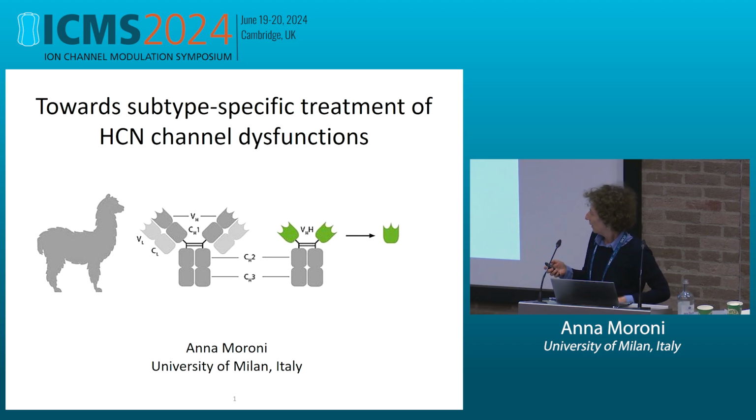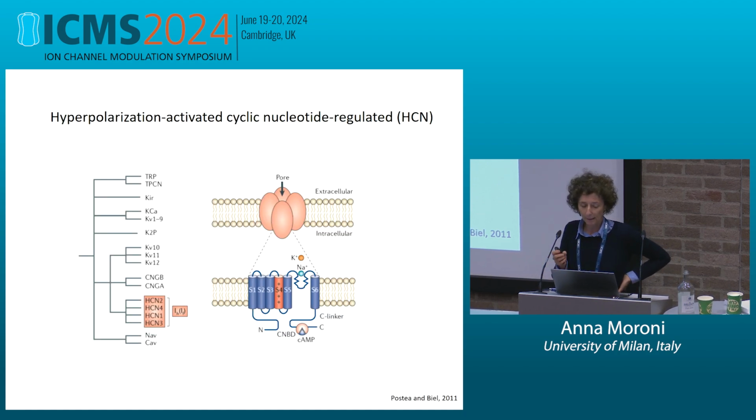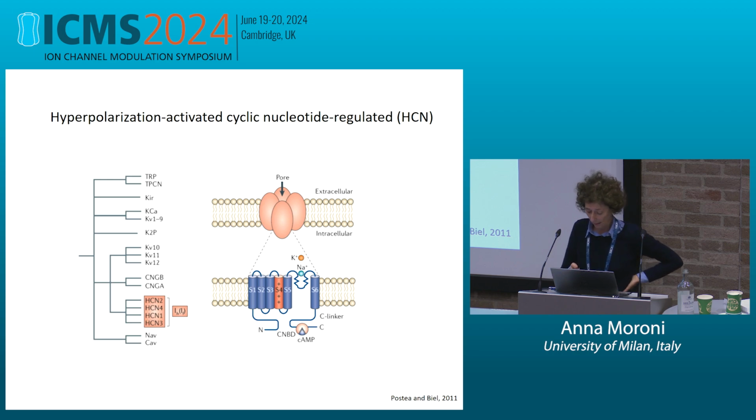So my talk today is on nanobodies. The target that we are working on is the HCN channels. There are 4 subtypes in humans: HCN1, 2, 3, and 4. They belong to the superfamily of the KV channels, and they share the tetrameric organization. The monomer contains a voltage sensor domain, and in the cytosolic part, a cyclic nucleotide binding domain.